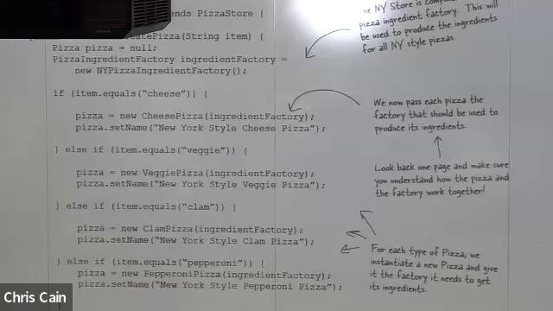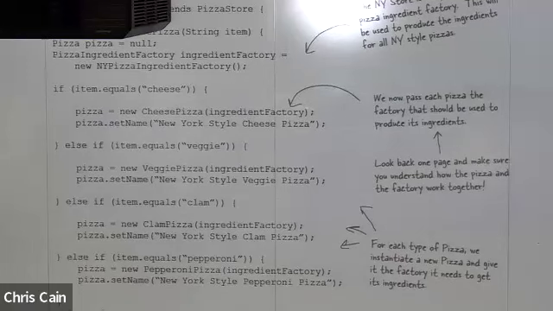We can then go through an if block that's going to figure out what kind of pizza it is. If it's a cheese pizza, we'll make a new cheese pizza. Note that nowhere does the cheese pizza or the ingredient factory specify that it's New York here. How do we know that this is a New York style cheese pizza that's going to use a New York style ingredient factory? Where does that come from?